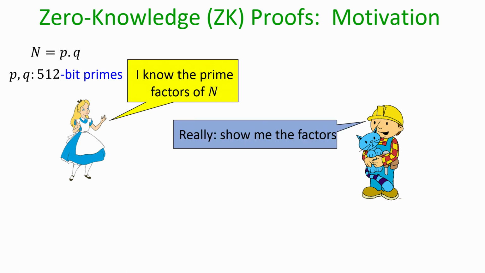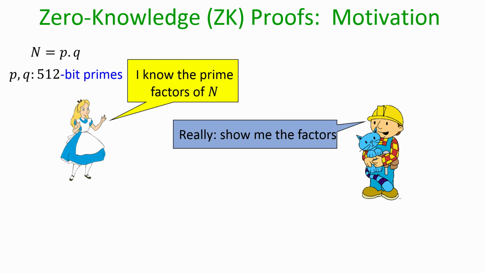Now, if indeed she wants to prove to Bob that she knows the prime factors of n, then a simple way to prove that is to show the values of P and Q, because if the values of P and Q are given to Bob, Bob himself can multiply those two numbers and see whether it matches n or not. But that is what we call a proof in clear, because P and Q are the witness for Alice for the statement that she knows the prime factors of n.